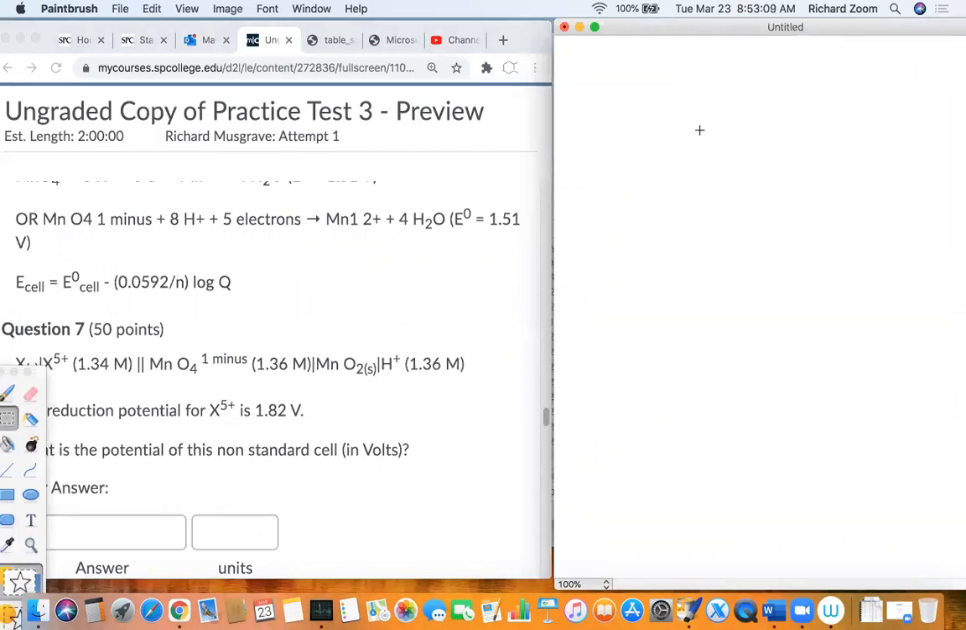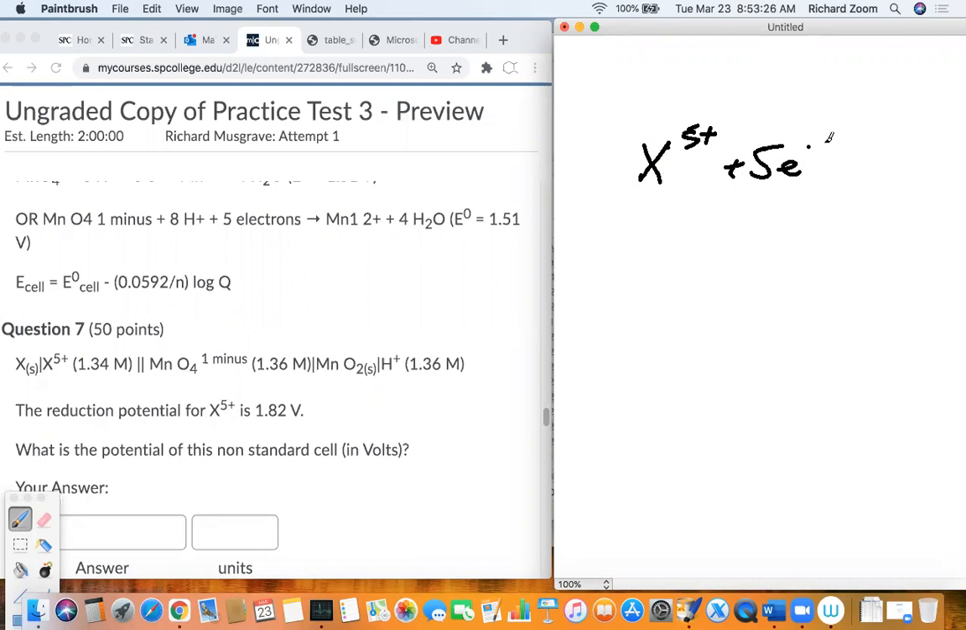So when I say the reduction potential for X5 plus is 1.82 volts, what I mean by that is this. X5 plus plus 5 electrons gives X solid. That's the reaction we're actually dealing with. And the reduction potential, it says, is positive 1.82 volts. So the E naught is equal to 1.82 volts for that reaction.